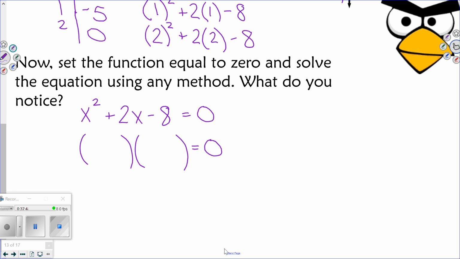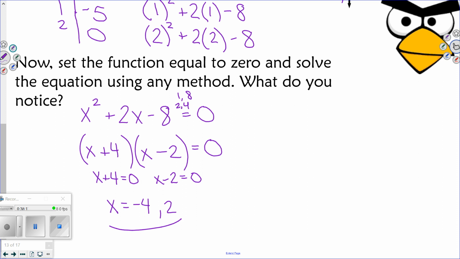So if I factor this, what are my signs? Options for A. So x and x. Then 1 and 8 or 2 and 4. Which one's negative? -2. Okay, so there it is factored. So then we set each factor equal to 0. Good, so x equals -4 and 2.